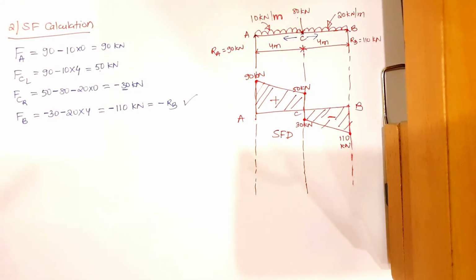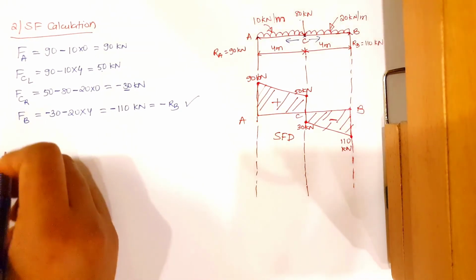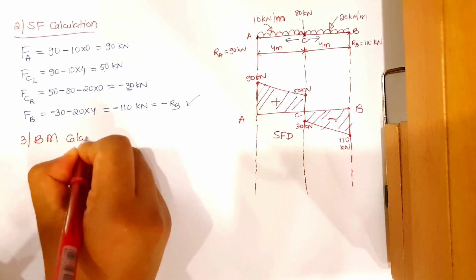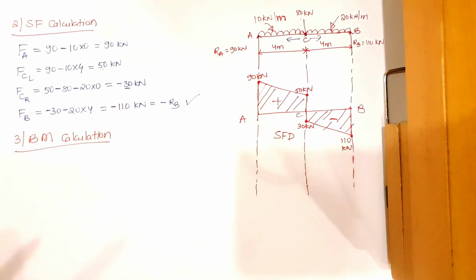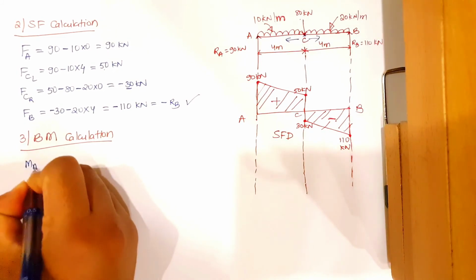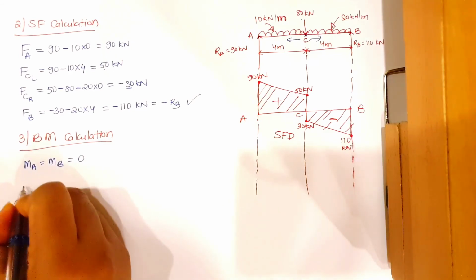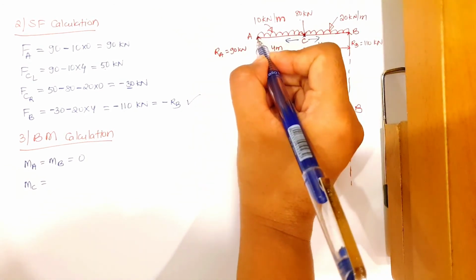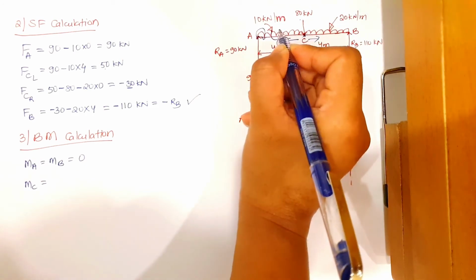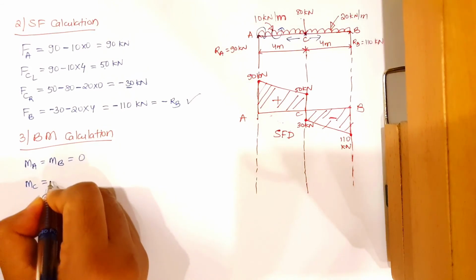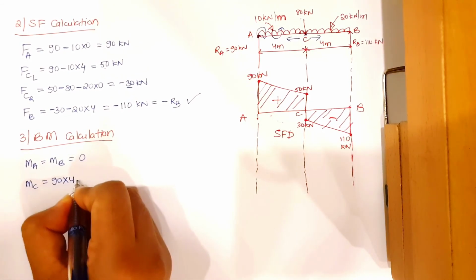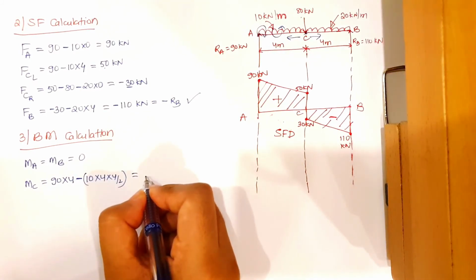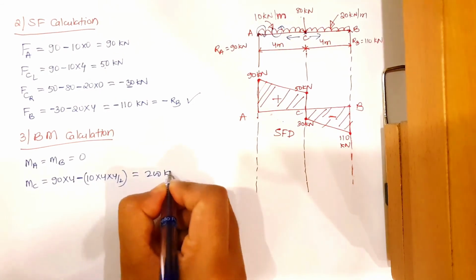So similarly, let's also find the bending moment. Number 3, bending moment calculation. For a simply supported beam, moment at A is equal to moment at B is equal to 0. Now moment at C: to get to point C we need to go from A to C. This reaction RA will be going in the clockwise direction, and this UDL will be going in the anti-clockwise direction. So RA is 90 into distance 4, then minus 10 into 4 into 4 by 2. So moment at C will be equal to 200 kilonewton meter directly.